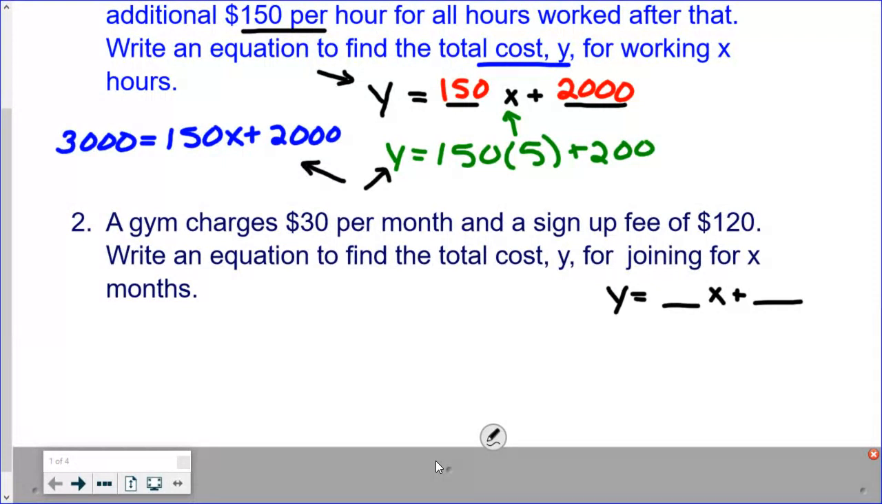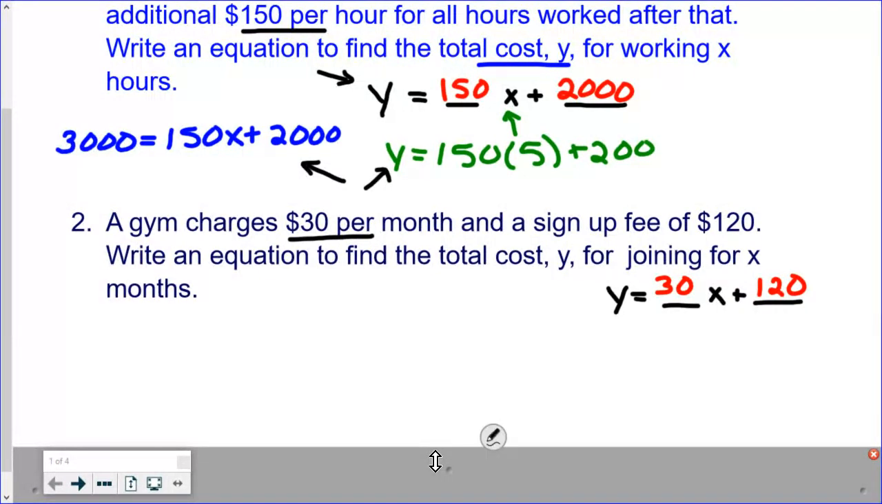and do we see the word per somewhere? Yep, that means that's the number that's representing the slope. That means $30 for every 1 month. And then the $120 fee is just the one-time fee. Okay, so again, that's my general equation.